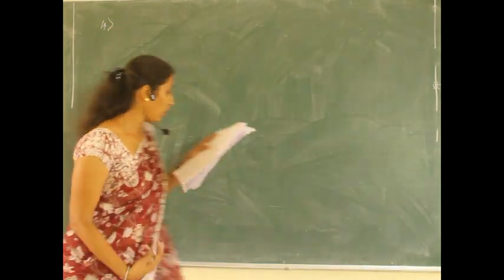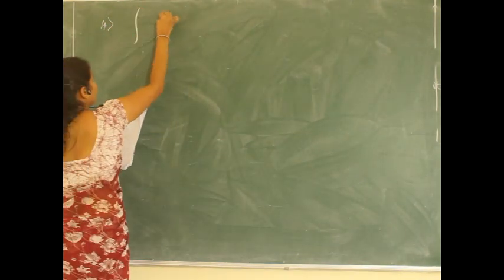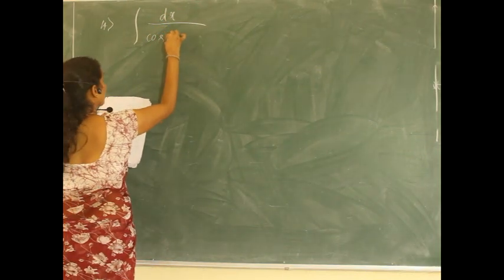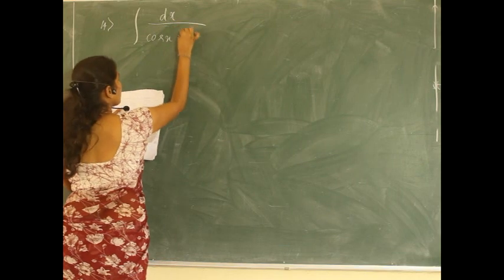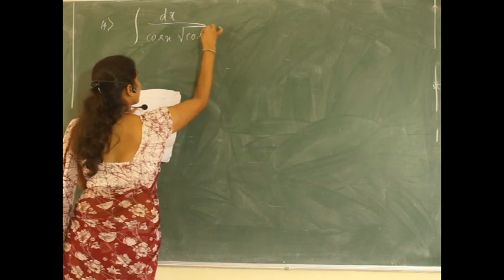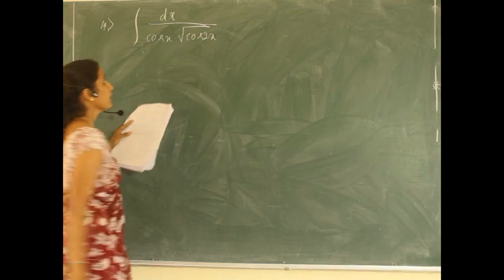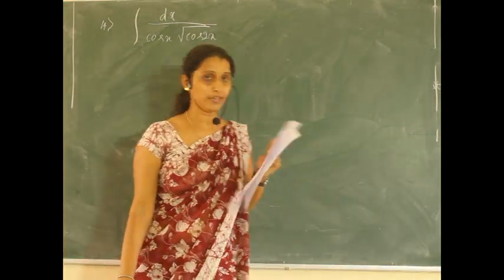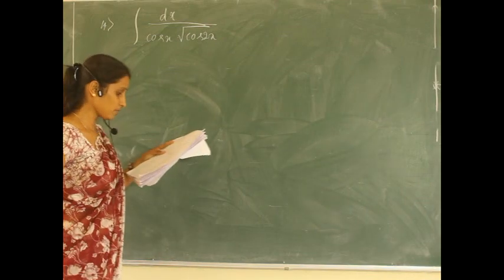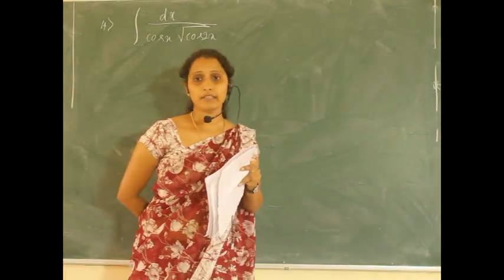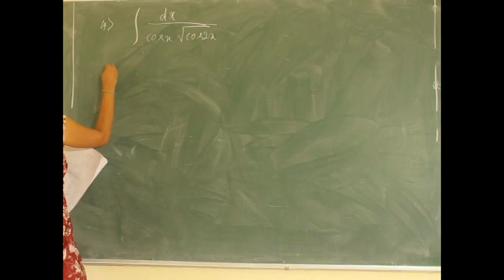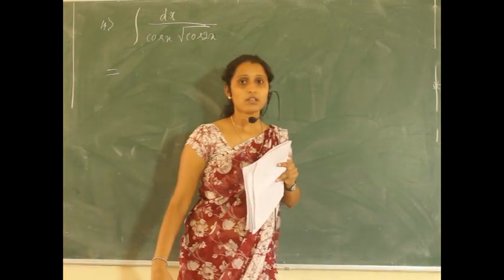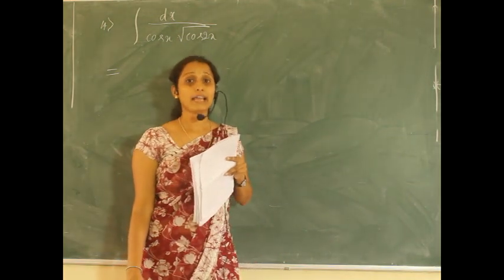That is the integral of dx divided by cos x into root cos 2x. So how can we simplify? The options are given. To simplify, we have 4 formulas for cos 2x, and in that we will use the one in terms of tan.